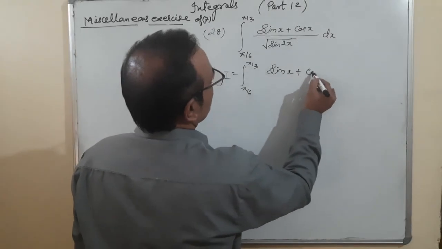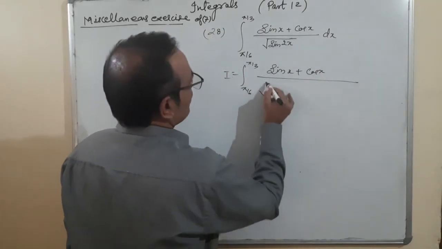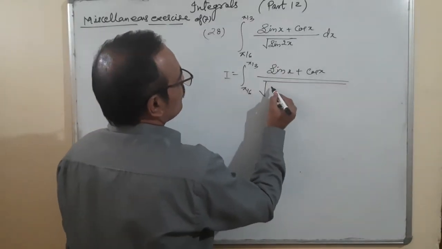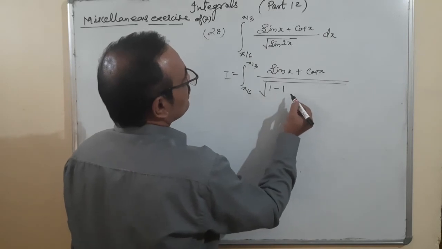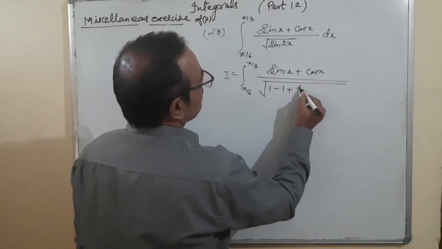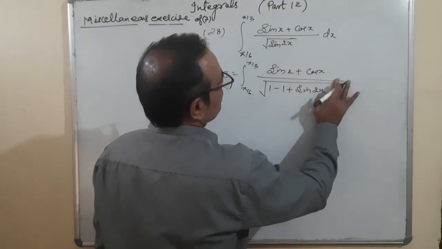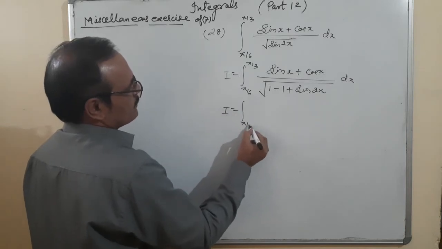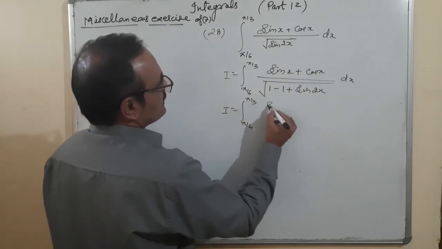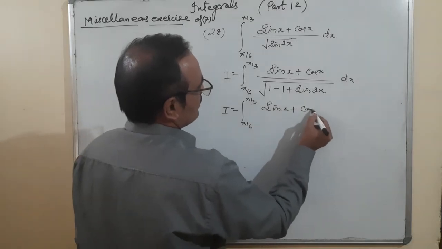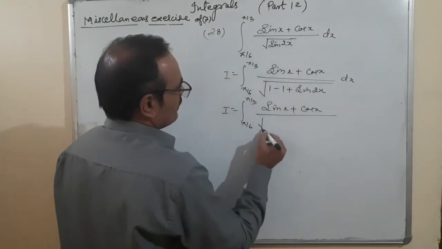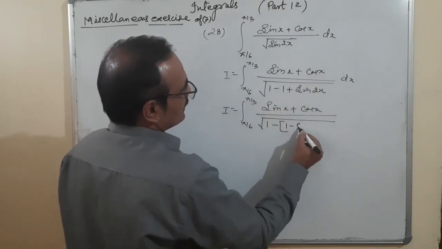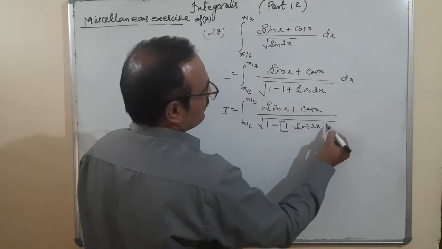Pi by 6 to pi by 3, sin x plus cos x upon under root. May I use the term as 1 minus 1 plus sin 2x? Is it okay? You will understand in this step why I wrote it like that. Sin x plus cos x upon under root 1 minus, common, so it is 1 minus sin 2x, dx.